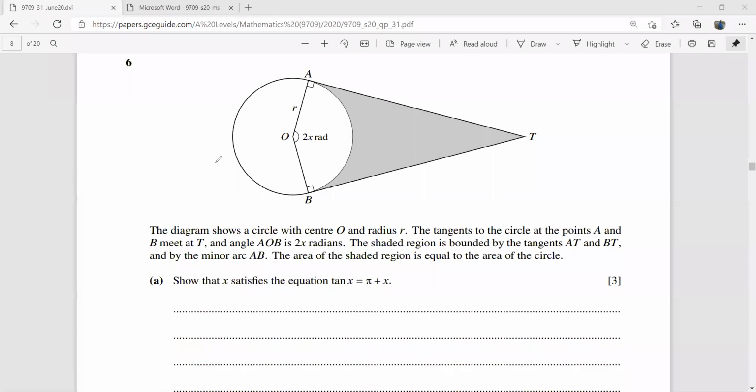Okay, Bismillahirrahmanirrahim. Into the second segment of this June 2020 paper 3-1. We are into the P3 right now. We have done half this paper already.